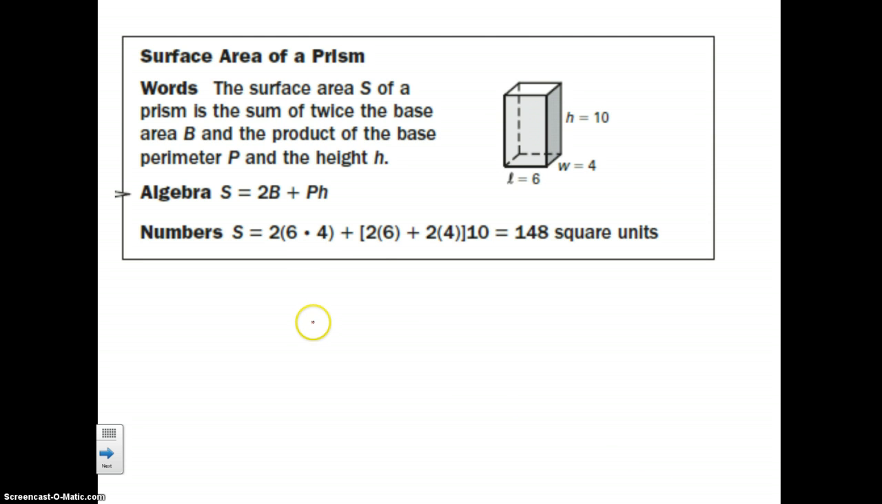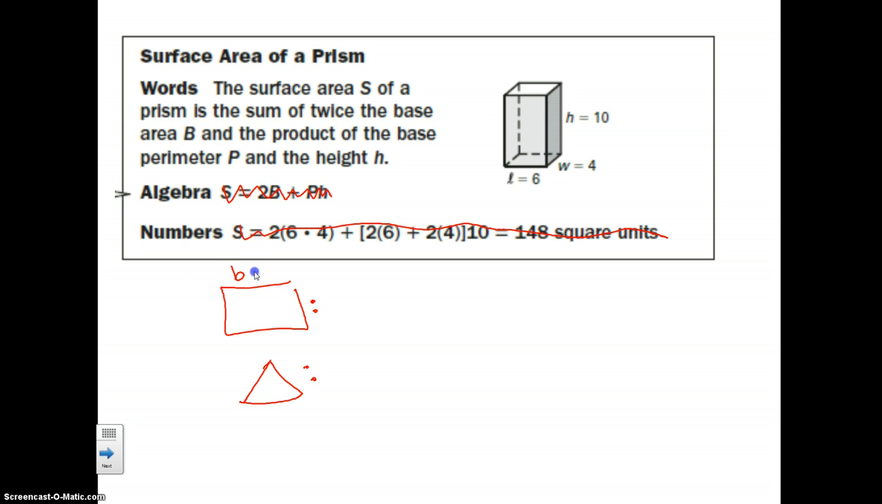Here's a formula we could use as well. Now, this is a generic formula that I do not like to use, so kind of ignore all this. Instead, I'm going to give you 2 different formulas: one if it's a rectangular prism, and one if it's a triangular prism.